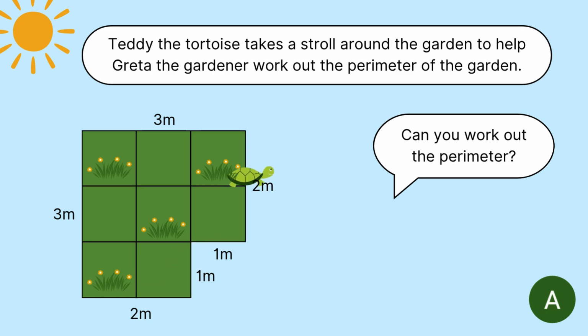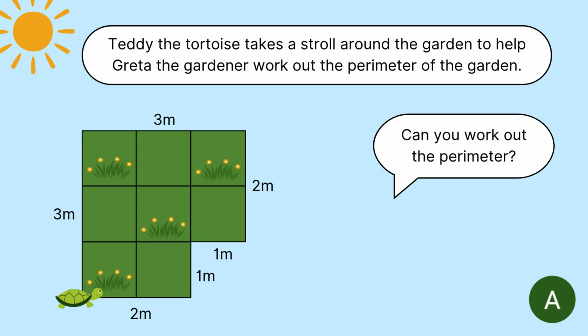Now, let's help our little friend Teddy the tortoise. Teddy loves going for a stroll around Greta, the gardener's beautiful garden. Greta wants to know the perimeter of her garden. That means the total distance all the way around it. So, Teddy starts walking along the edges, step by step, all the way around the garden. Let's help him count how far he walks.